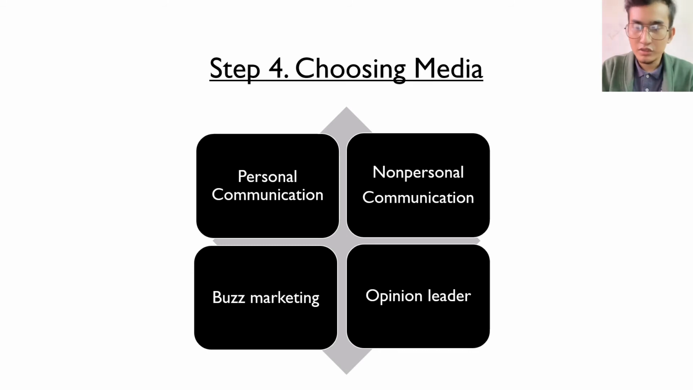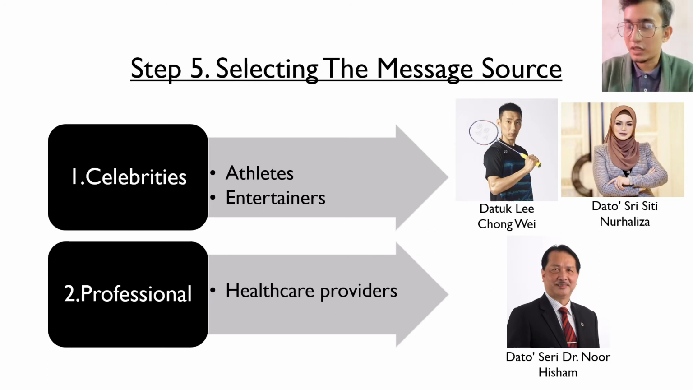I will use examples like Bill Gates and Mark Zuckerberg. They are opinion leaders in media when they choose media. So I will move to step 5, which is selecting the message source. There are two types: celebrity and professional.